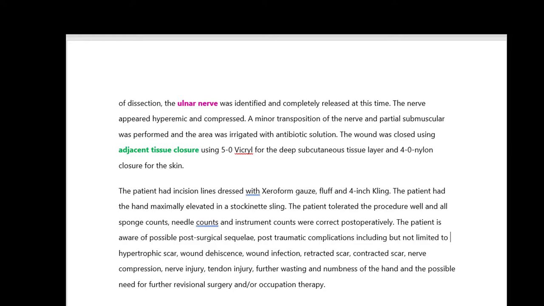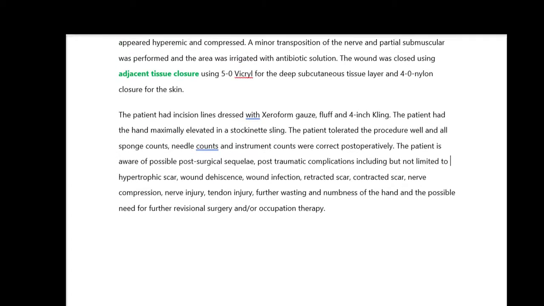The patient is aware of possible post-surgical sequelae, post-traumatic complications, including but not limited to hypertrophic scar, wound dehiscence, wound infection, retracted scar, contracted scar, nerve compression, nerve injury, tendon injury, further wasting and numbness of the hand, and the possible need for further revisional surgery and or occupational therapy. Nothing in this paragraph helps us to code the PCS code. It's just part of an operative report that the surgeon typically dictates, and that's it.